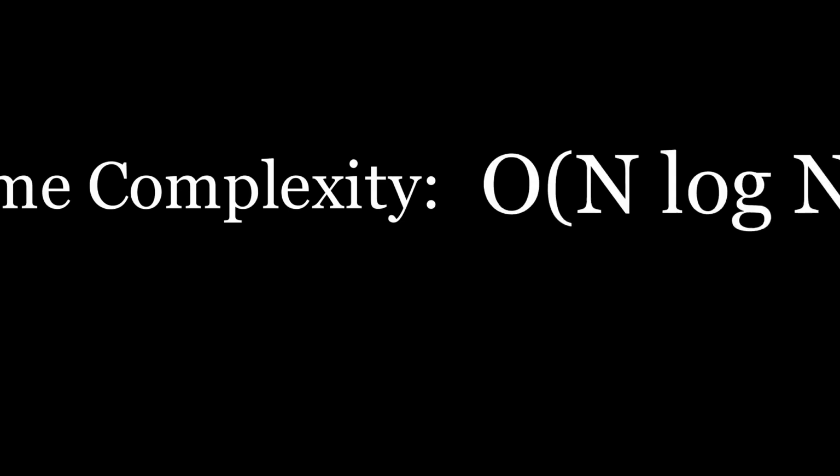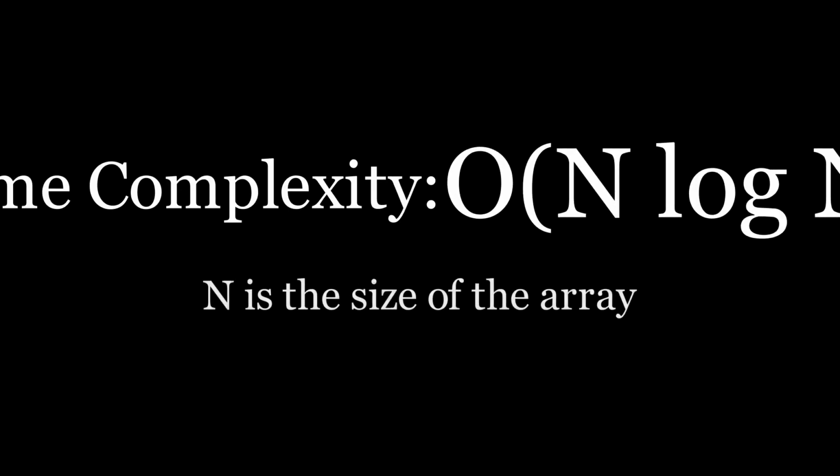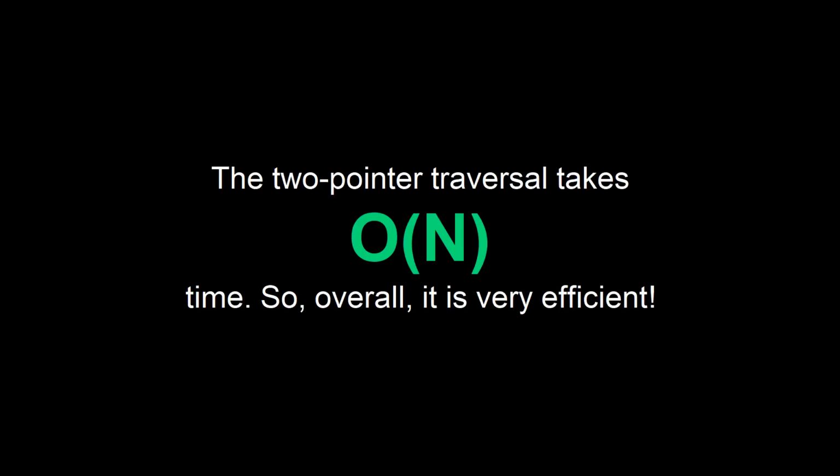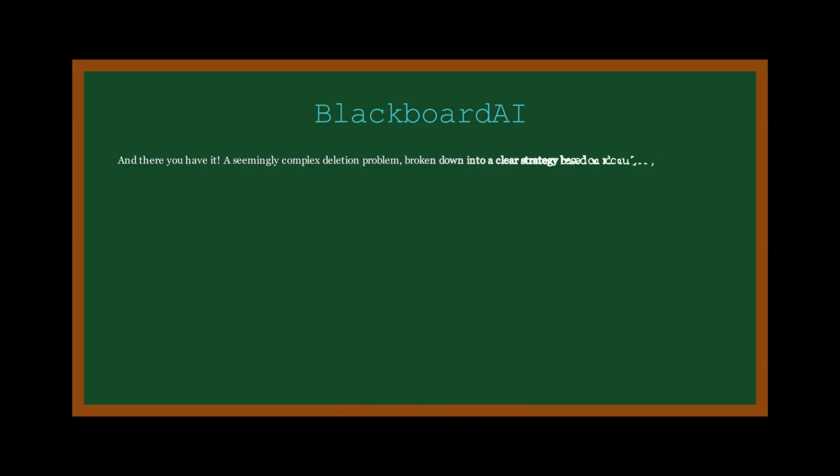The time complexity of this solution is dominated by the initial sorting step, which is O of n log n, where n is the size of the array. The two-pointer traversal takes O of n time, so overall it is very efficient. And there you have it. A seemingly complex deletion problem broken down into a clear strategy based on identifying deletable and undeletable elements, solved efficiently with a greedy two-pointer approach.